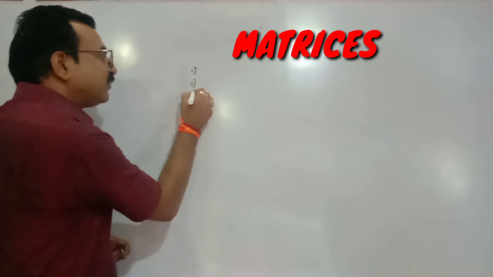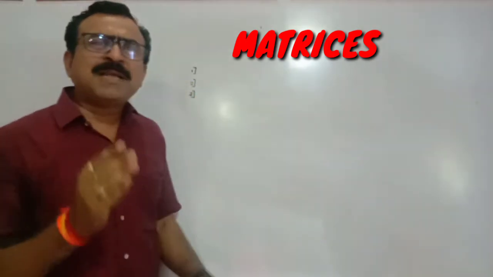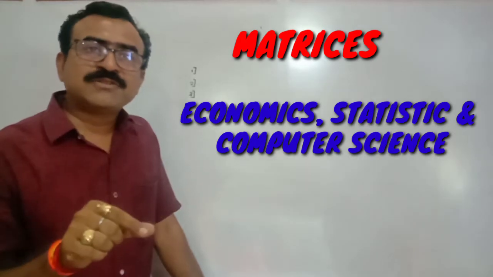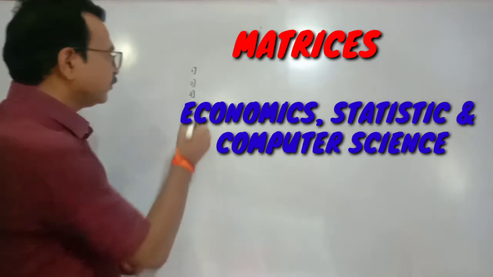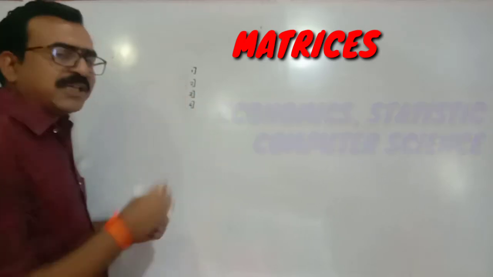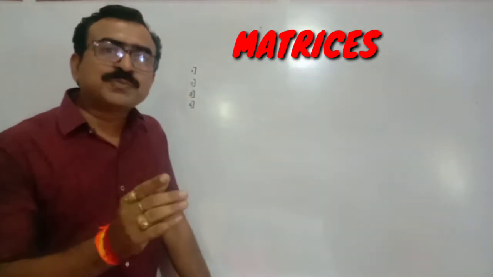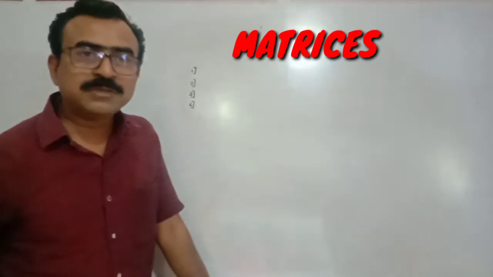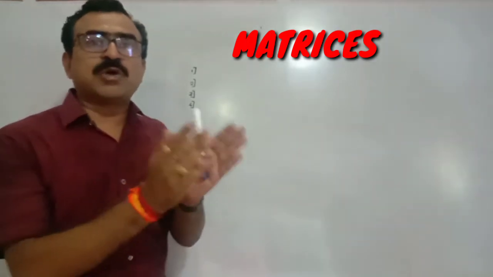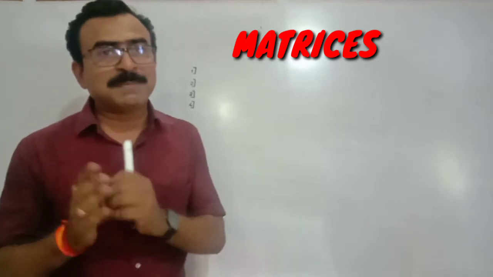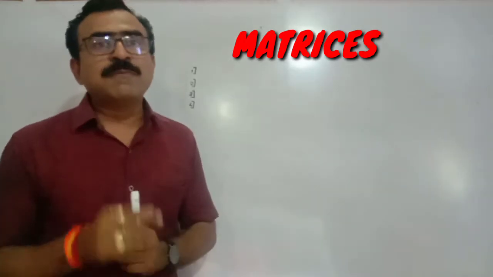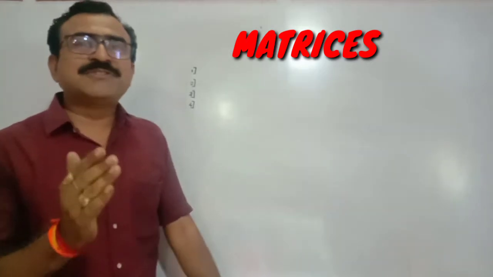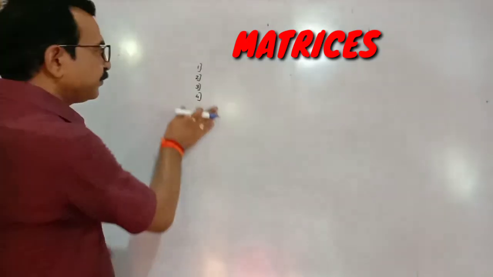Your third thing is matrix can play the most important role in economics, statistics and computer science. Your fourth thing is matrix is useful to express numerical information in compact form. It is also useful for solving linear equations in a very simple method, and it is also used for coding computer programs. So friend, now let us take more information about matrix.